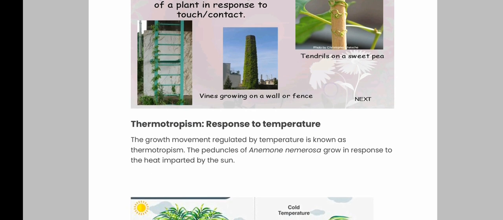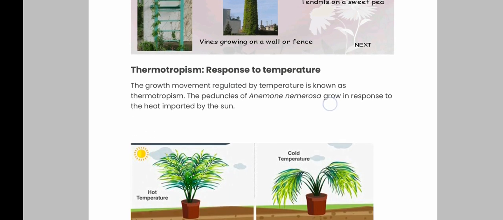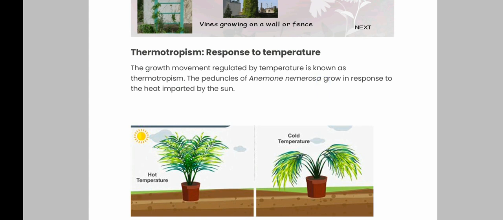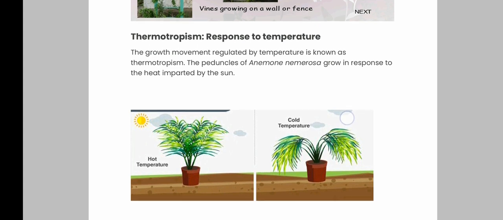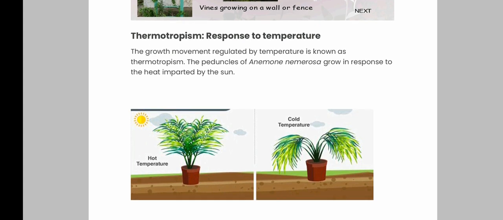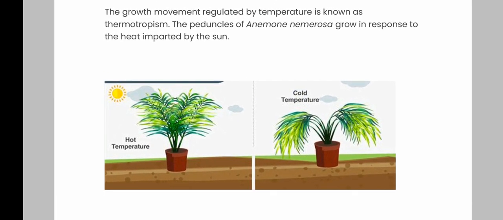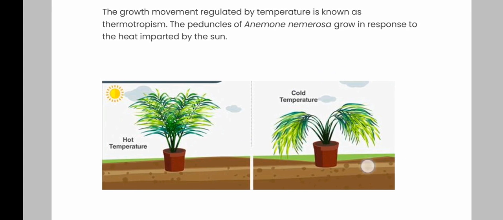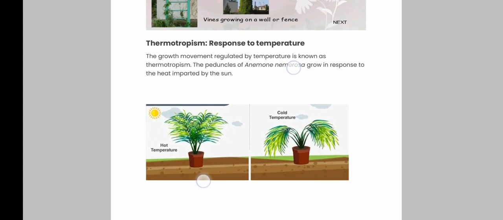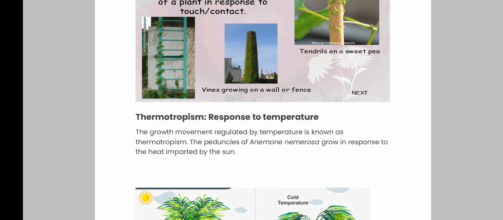Next comes thermotropism. Thermotropism is the response or the growth movement of the plant regulated by temperature. You can see the peduncles of the Anemone narcissiflora grow in response to the heat imparted by the sun. You can see over here the peduncles growing towards the hot temperature, but in the cold temperature you can see a different movement of these peduncles. So this is all about the growth of plants according to the tropic movements.